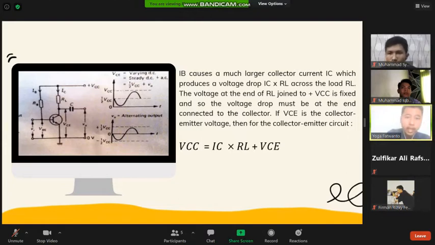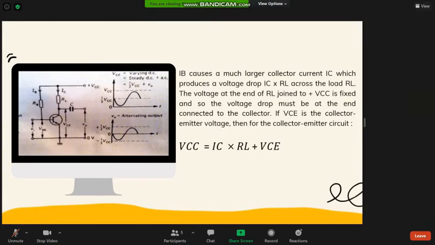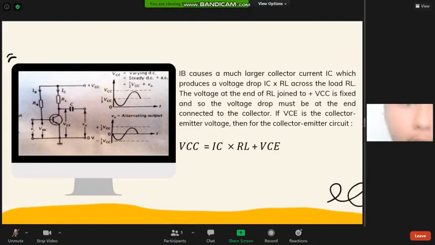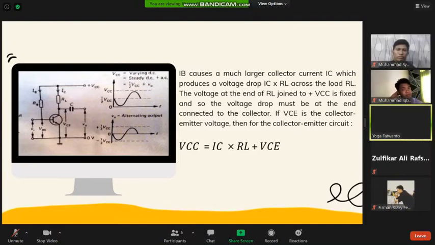IB causes a much larger collector current IC, which produces a voltage drop IC times RL across the load RL. The voltage at the end of RL joined to plus VCC is fixed, and so the voltage drop must be subtracted from it at the collector. Then for the collector emitter circuit, VCE is equal to VCC minus IC times RL.